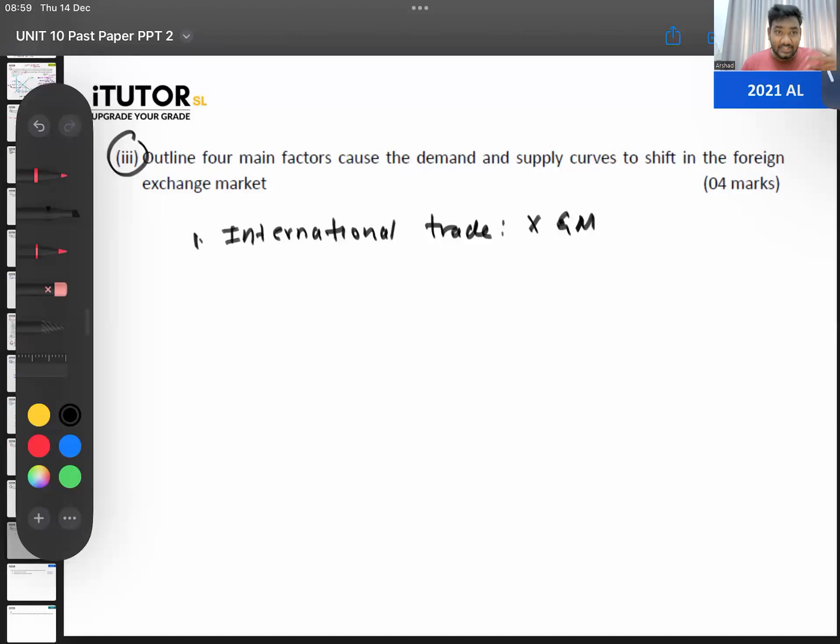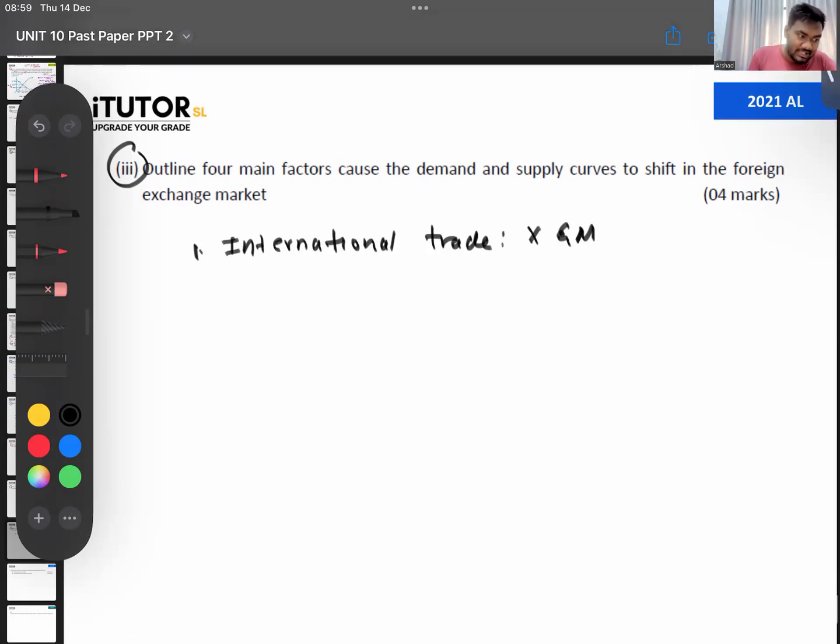So the exports and imports of a country will affect the demand and supply of a currency. Okay, so you can talk about that. Anything else? International trade is the main thing. That has to ideally be your number 1 point. Anything else? What else can you give?